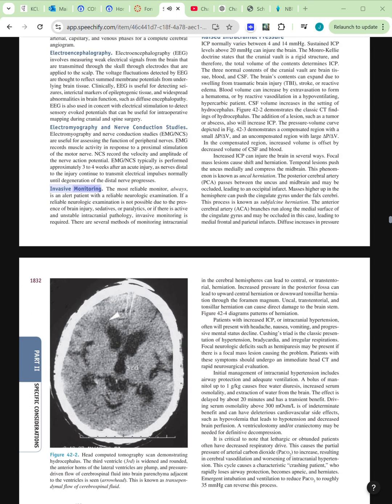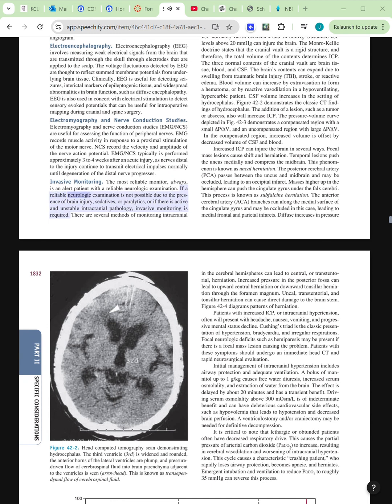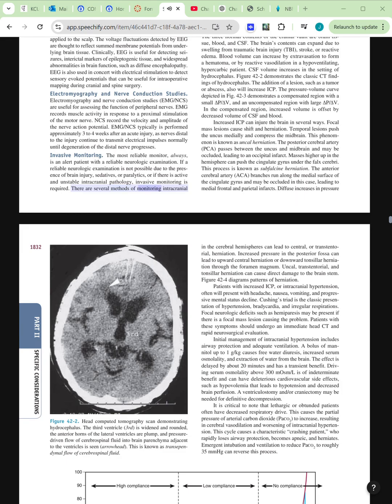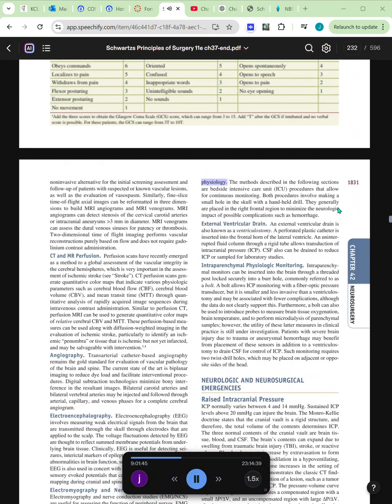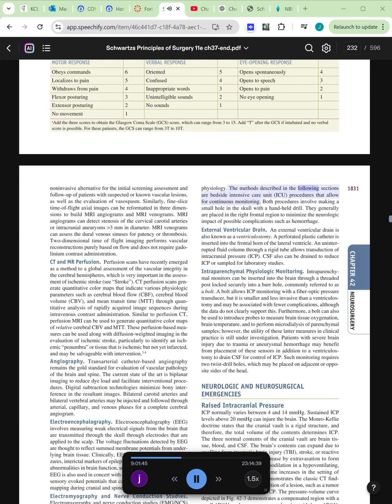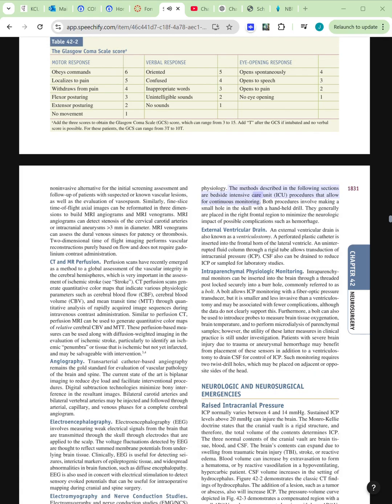Invasive monitoring. The most reliable monitor always is an alert patient with a reliable neurologic examination. If a reliable neurologic examination is not possible due to the presence of brain injury, sedatives, or paralytics, or if there is active and unstable intracranial pathology, invasive monitoring is required. There are several methods of monitoring intracranial physiology. The methods described in the following sections are bedside intensive care unit procedures that allow for continuous monitoring.